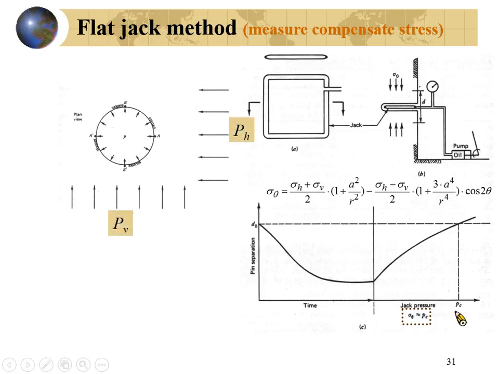To avoid confusion, right now I use pH and PV. Not sigma. I'm trying to use P, which is related to the stress, but not load. So you will have the horizontal stress equal to pH, and the vertical stress equal to PV.